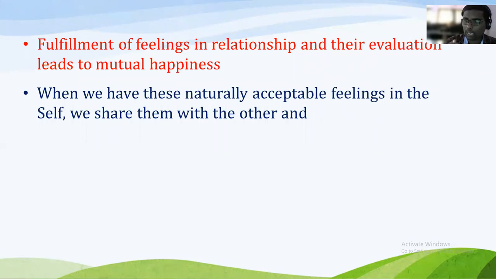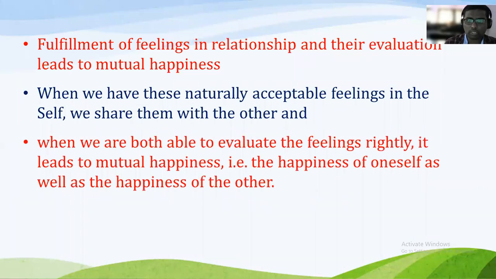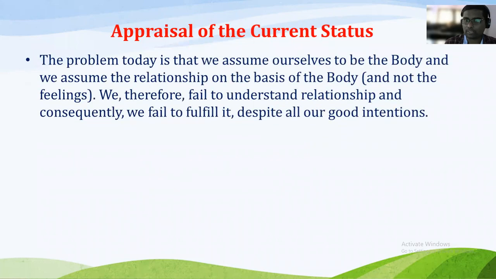मग जर म्युच्युअल हॅपीनेस होत नसेल किंवा मेंटेन होत नसेल, definitely we cannot say that the relationship is present in between them. This is the point. So when we have these naturally acceptable feelings in a self, we share them with the other, and when we are both able to evaluate the feelings rightly, म्हणजे दोन्ही साइडना, it leads to mutual happiness. म्हणजे ते कुठं जाणार आहे, ते कुठं स्टॉप होणार आहे? म्युच्युअल हॅपीनेस. And which is the ultimate aim behind every relationship is that the happiness of oneself as well as the happiness of others. We call it mutual happiness.